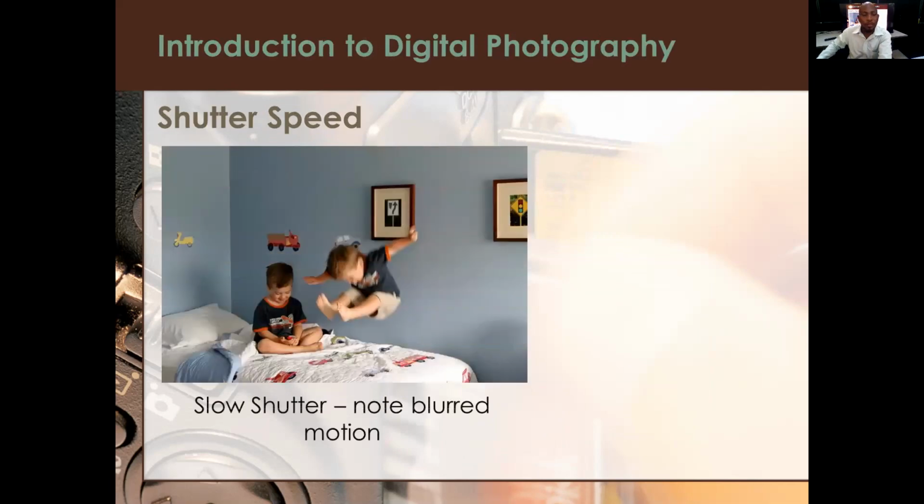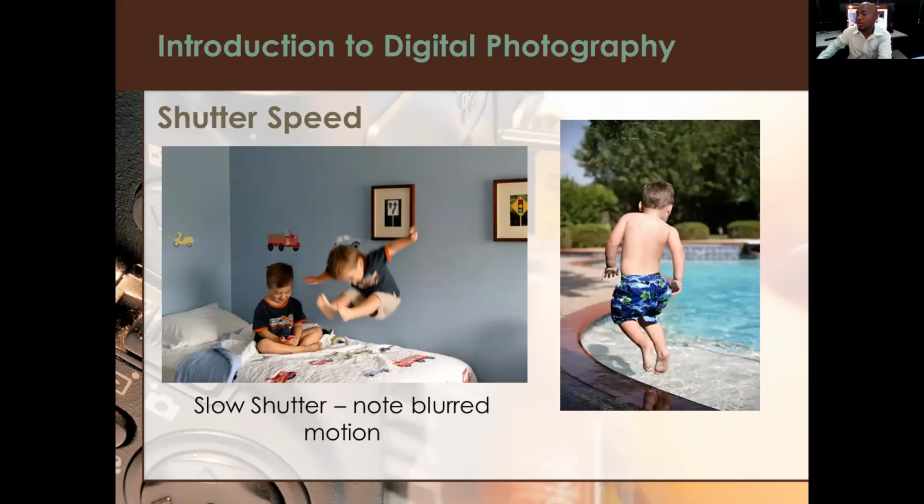All right, so in this photo we have a slow shutter speed. Note the blurred motion. Because it has a slow shutter speed, that little boy is moving, so it looks quite blurred. The one on the right is at a fast shutter speed, so he freezes in motion. There's no blur there, and there's also a deep depth of field. You notice the background is isolated.